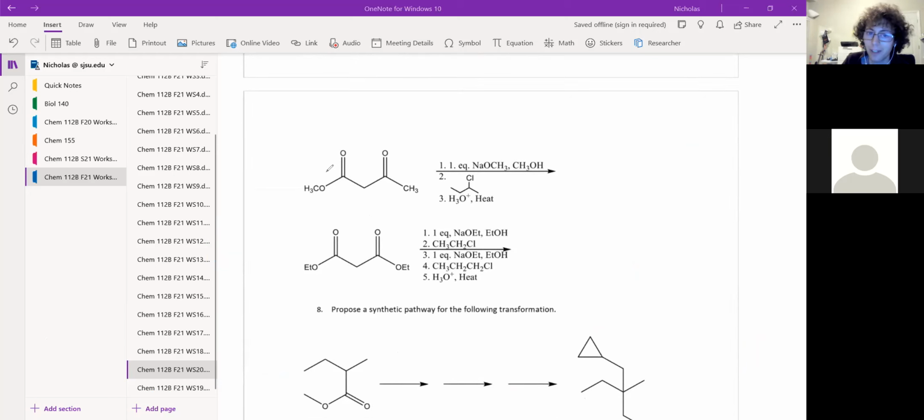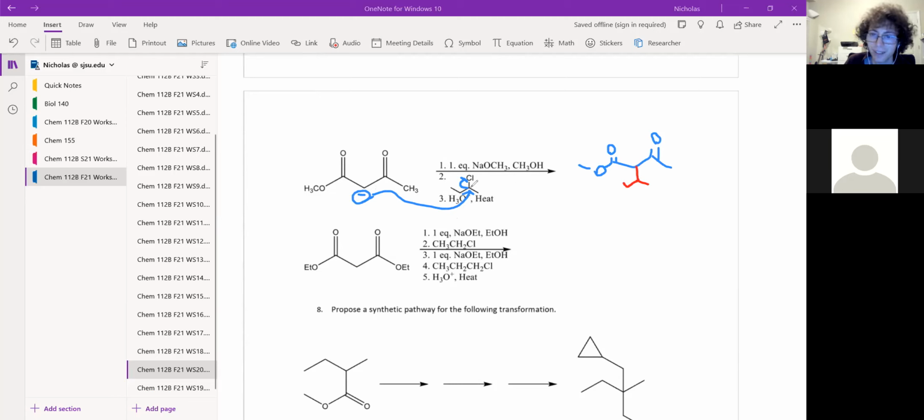This next one, we have an ester, but over here we have a ketone instead of an ester. And what we're doing is fairly similar. We're adding a base and then an alkyl halide and an acid. So the enolate forms from the first step, and then it attacks the alkyl halide in the second step. It's the same idea as before. And then we're adding acid and heat.